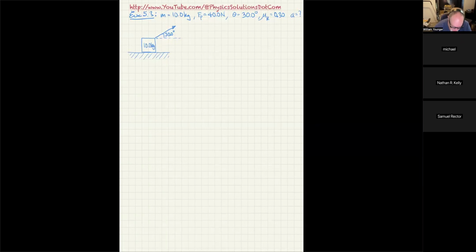So that's just the diagram right there. And again, part of what we're learning in chapter 4 and 5 is really about free body diagrams. So that's a major part. So let me go ahead and draw our free body diagram.